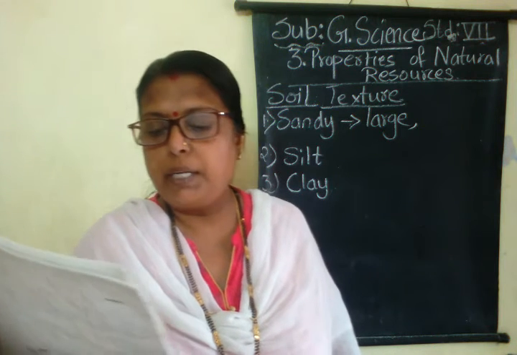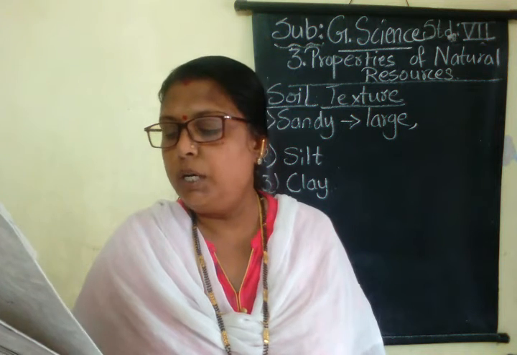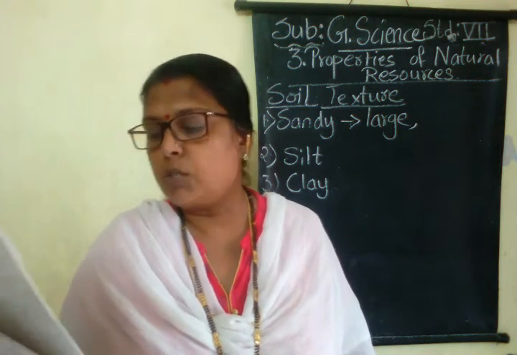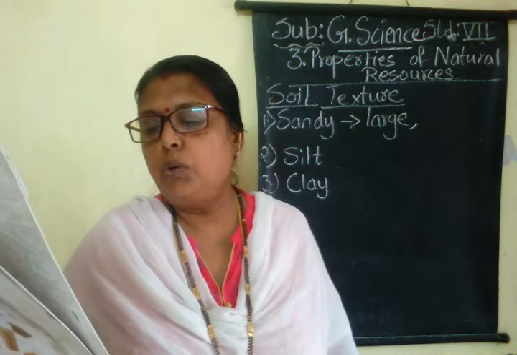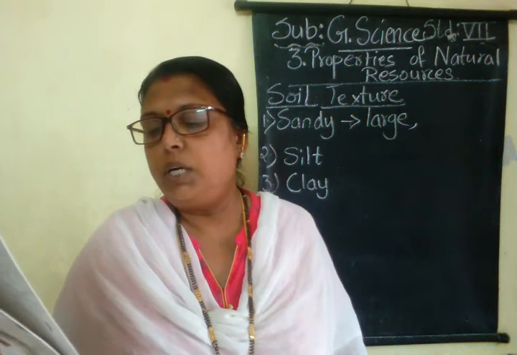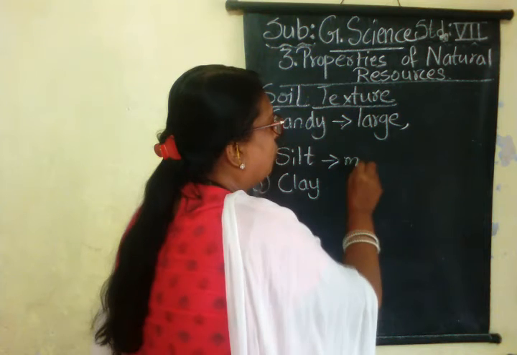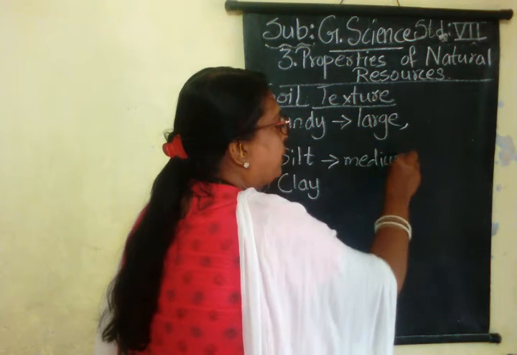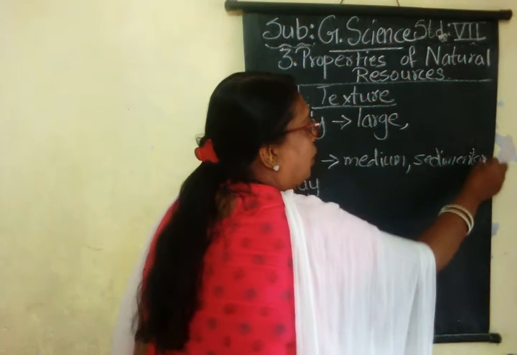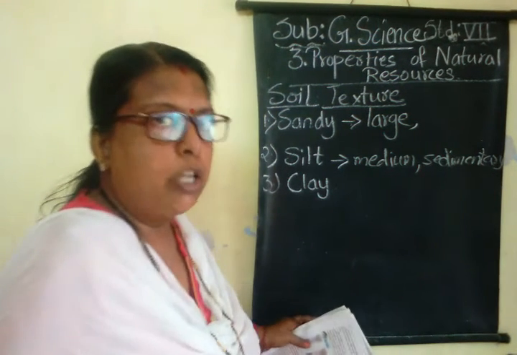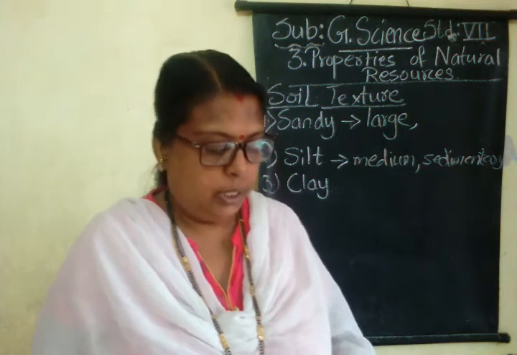Second is silt soil. The particles of silt soil are of medium size. Silt soil is not as plowable as sandy soil. However, it is much more plowable than clay soil. This soil contains a large portion of organic material. Its capacity to hold nutrients is much greater. Silt soil is also called sedimentary soil. So the size of the particles is medium and it is also called sedimentary soil. Also, organic materials are plentiful in this soil, so we can say this soil is good for agriculture, rather than sandy soil.